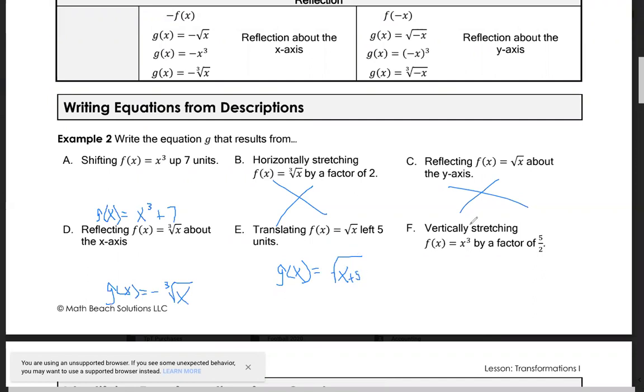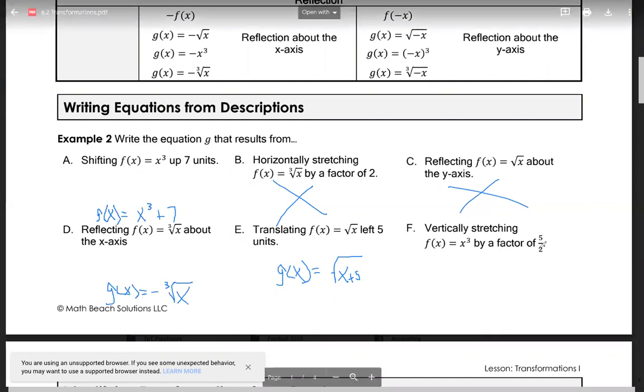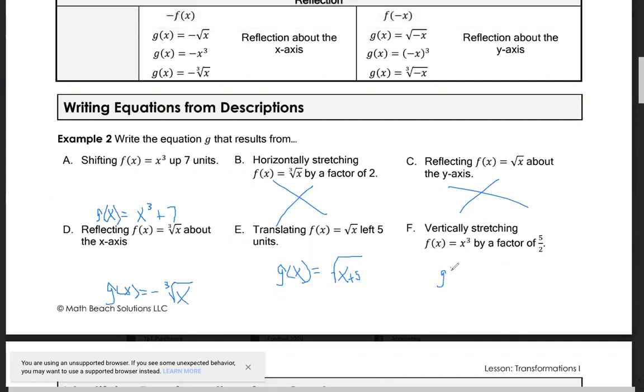Now, last one, vertical stretch. Basically, a vertical stretch is now we're just multiplying the function by a number. And again, you can go back up there and look.